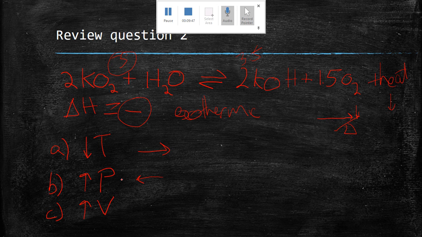We also know that an increase of pressure is proportional to a decrease in volume. So if we have an increase of volume, it's going to be the same as decreasing the pressure, which means that it's going to go to the side with the more moles, and so it's going to go to the right.